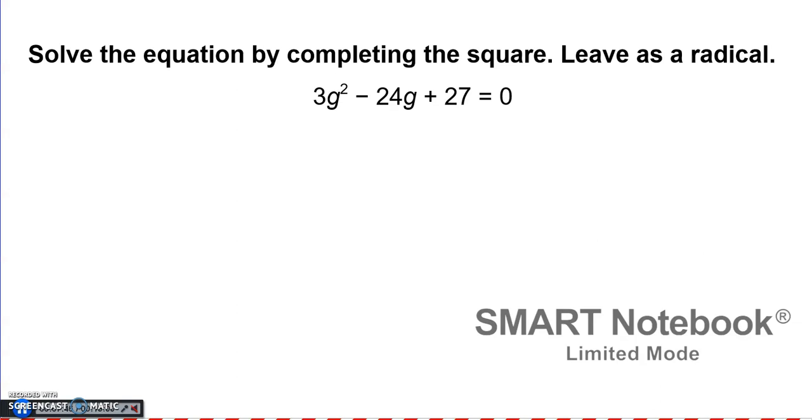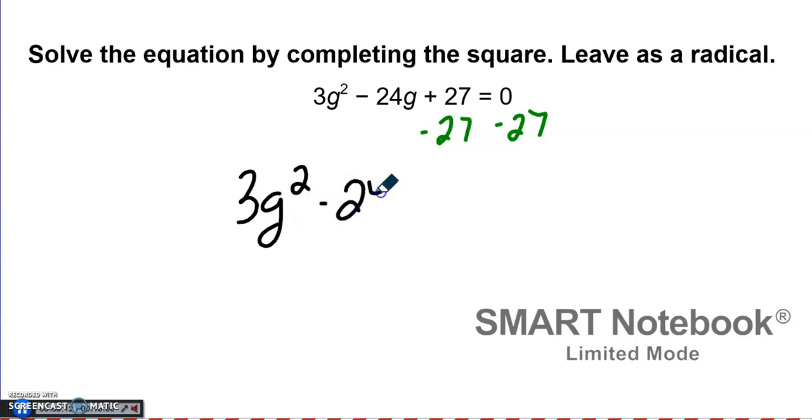So now we have a little bit more complicated of a quadratic. We have 3g squared minus 24g plus 27 is equal to 0. We need a binomial of our quadratic and linear term on one side, and they're currently on the left-hand side, so we need to move this 27 over. We have to subtract 27 on both sides. So we get 3g squared minus 24g is now equal to negative 27.